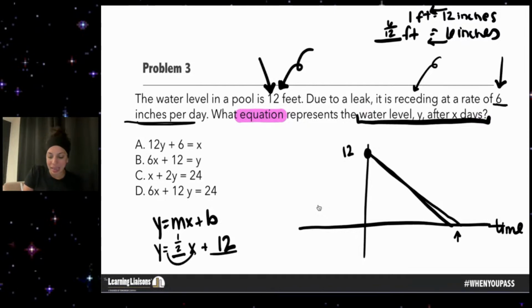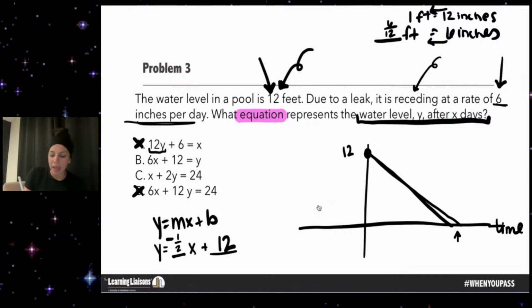Am I gaining or am I losing 1/2 a foot of water? I'm losing 1/2 a foot of water, so that's going to be a negative. Now, when I look at my answer choices, I don't see anything that looks like that. So I'm going to manipulate this into something that looks familiar. So I know that I'm not going to multiply the 12 times y, because the 12 is how much I'm starting with. I'm not going to multiply the 12 times the water level that's in my pool. So A and D are automatically out.